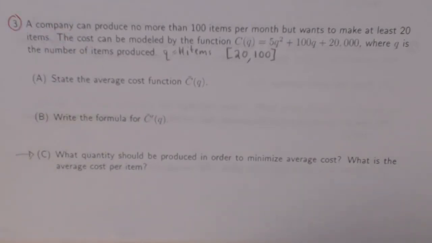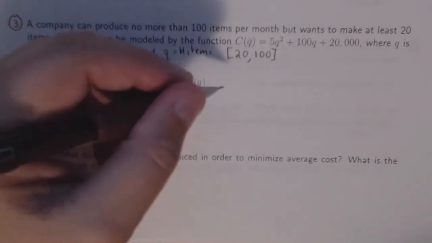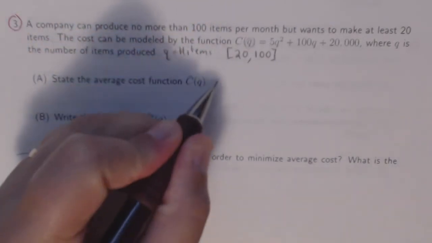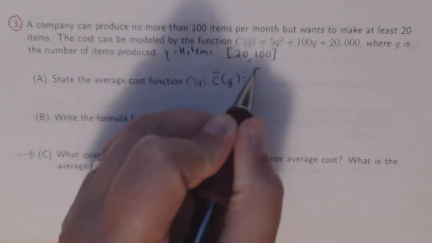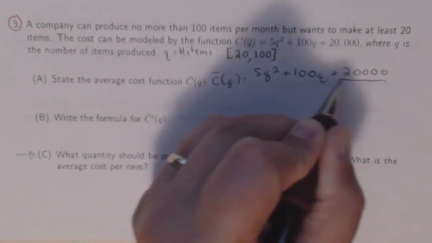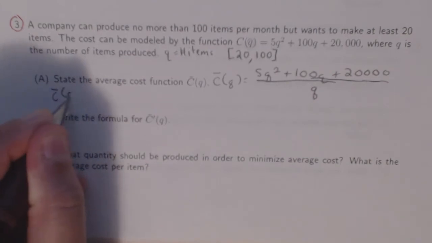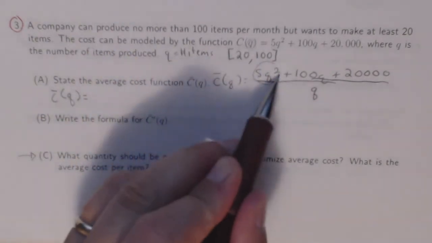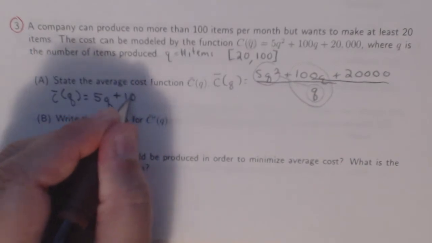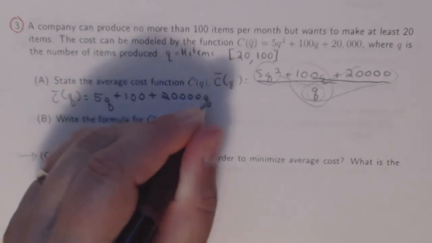Okay, do you remember how to find an average cost function? Well, an average cost function is when you take this total cost function and divide it by the input, which in this case is Q. So our average cost function is going to be C bar of Q equals 5Q squared plus 100Q plus 20,000, all of that over Q. And so we could simplify that, and that would be C bar of Q is equal to 5Q squared divided by Q is 5Q. 100Q divided by Q is 100. 20,000 divided by Q is 20,000 Q to the negative 1.